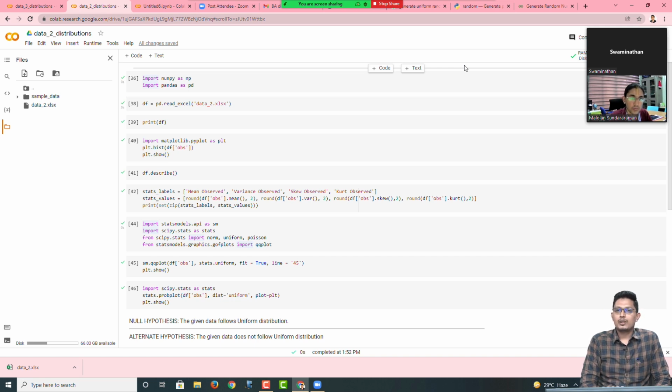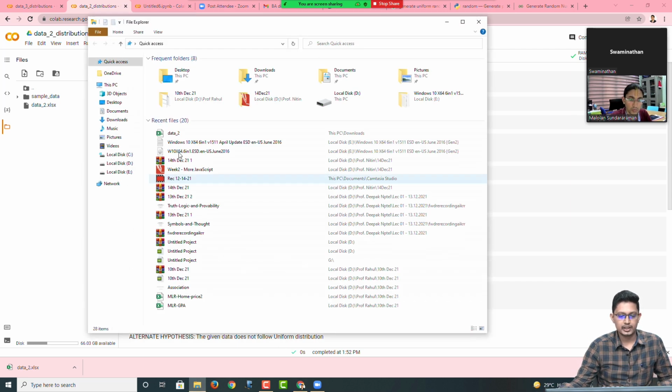So previously we saw two data sets. One was coming from a Poisson distribution and the other was coming from a normal distribution. So right now we have another challenge. We have a data set. We'll have to, as usual, guess the distribution, do the visual inspection, and then finally do the statistical tests. So without any further delay, let me show you the data that we have.